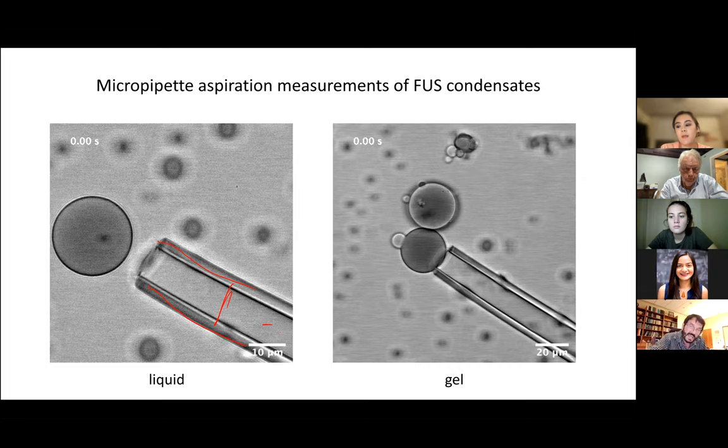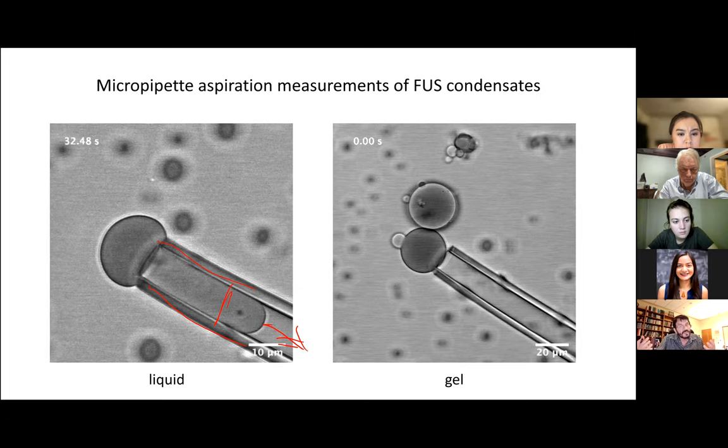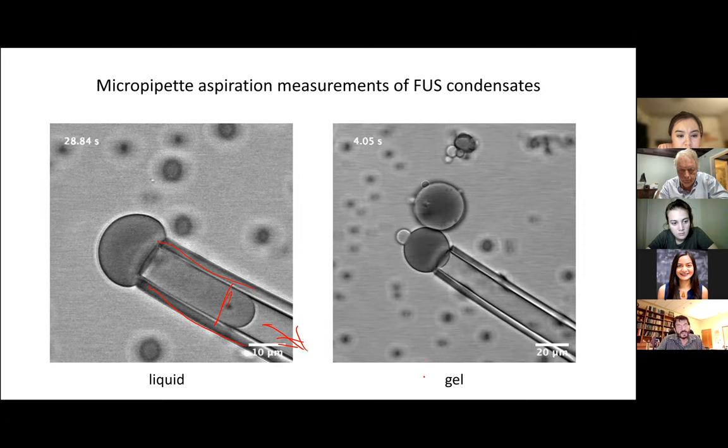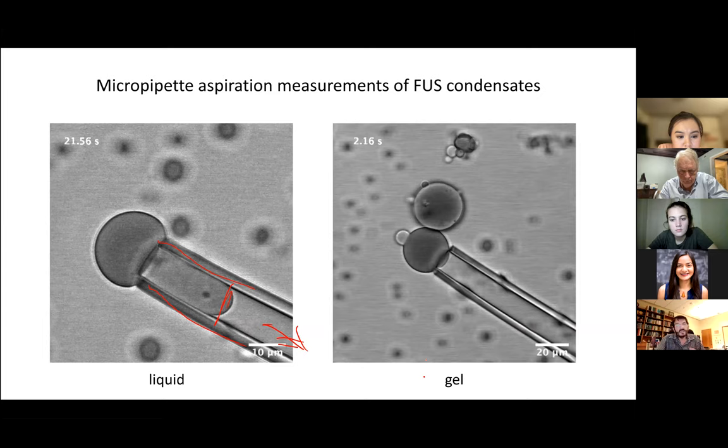And if we do that, we see this. We see we can suck it and it just flows. It's like a liquid. If, however, we wait a while and it forms a gel, then on the other side, when we suck it, it doesn't go in. It just sticks there. It's a solid. It's clearly a solid. So we can clearly tell the difference when it's a liquid or a solid just by its response to when we pull on it.